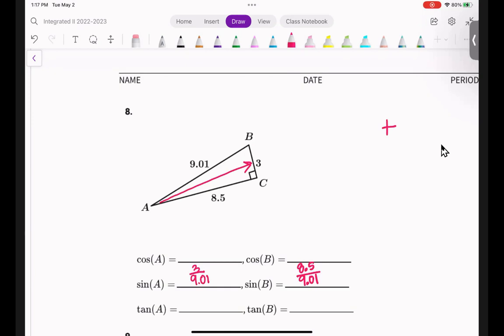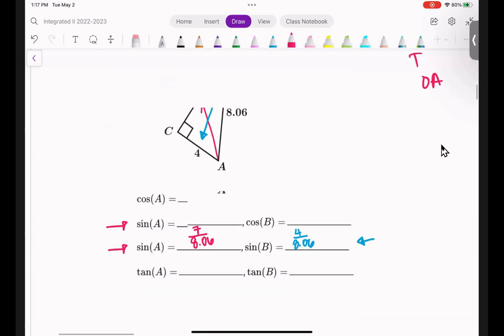Very good. Does everybody get sine? The hypotenuse is always the same. That's a good point. The hypotenuse of a right triangle is the hypotenuse of the right triangle. But the opposite side is only opposite to a specific angle. Does that make sense? Okay.